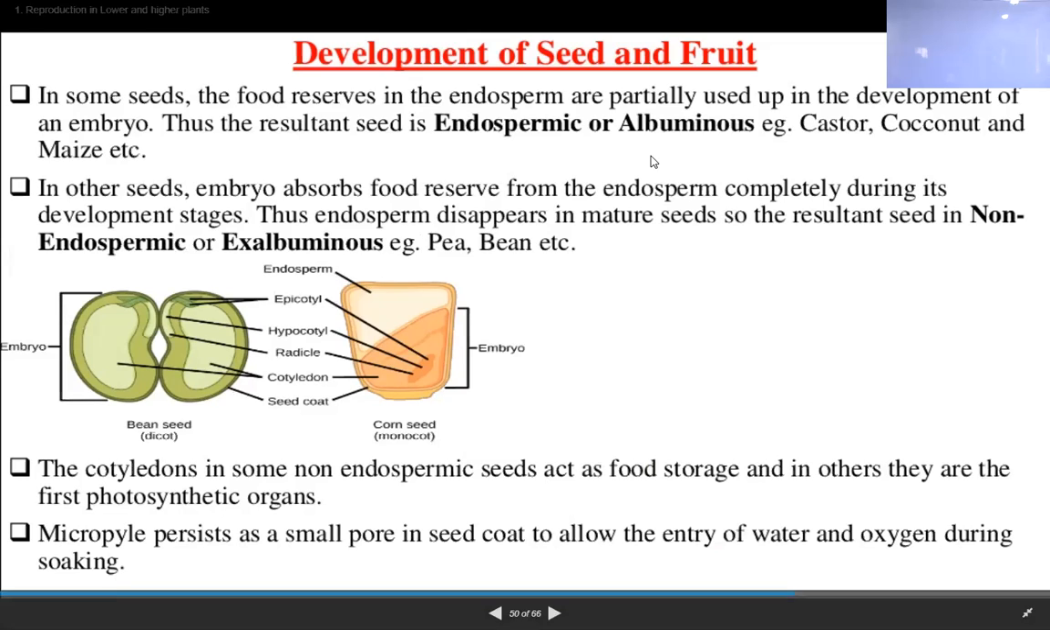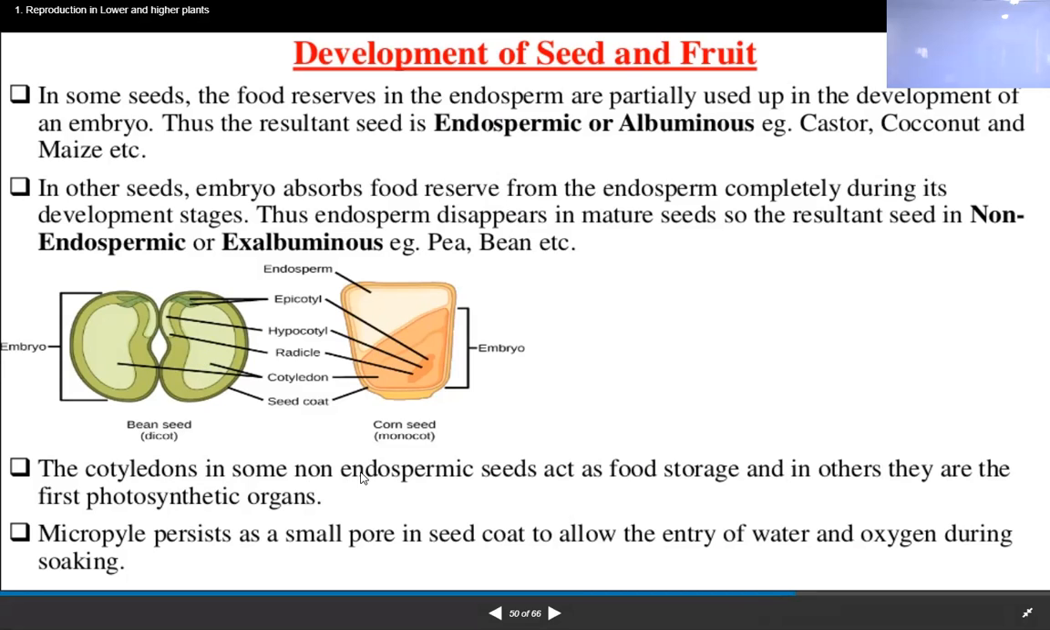But in some other seeds, the embryo absorbs the food reserve from the endosperm completely during its developmental stages only. So in this case, it eats it up completely. The embryo only absorbs the food reserve from the endosperm completely during its developmental stages. So here the endosperm disappears in the mature seed, so the resultant seed is non-endospermic. Got it? It is also called ex-albuminous. For example, pea and bean. So here, endosperm remains in the earlier case, but here it disappears completely. Why? Because there is complete use of endosperm. The embryo completely absorbs it as a food reserve. So in this case, the seed is not endospermic.